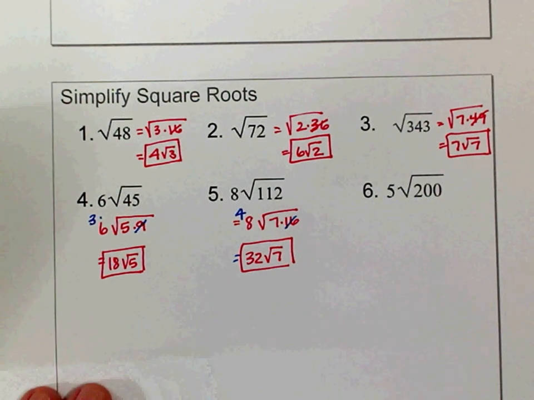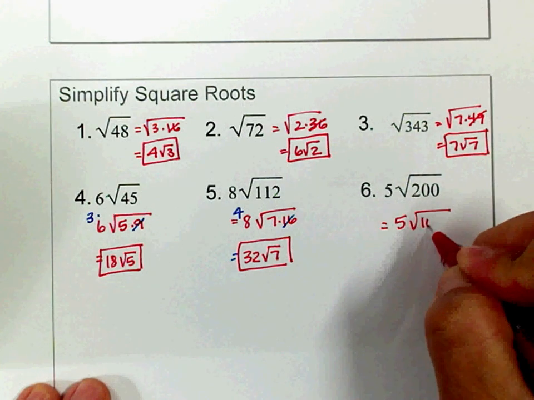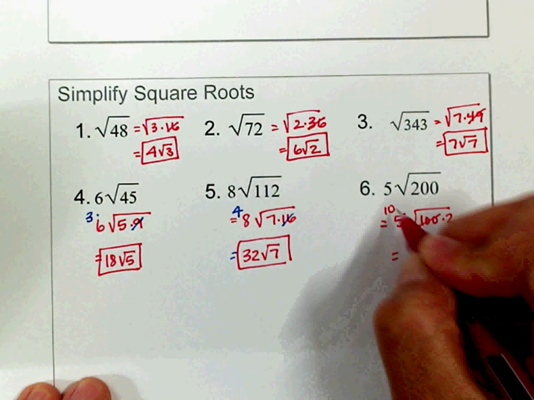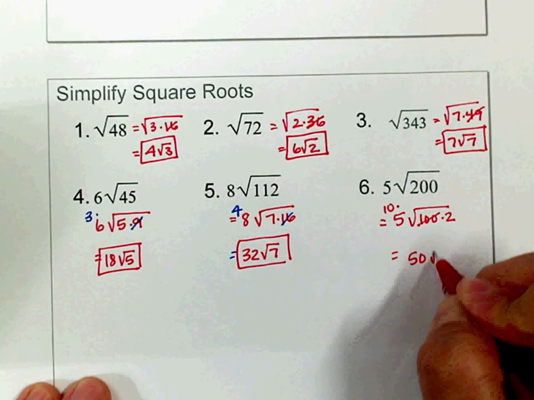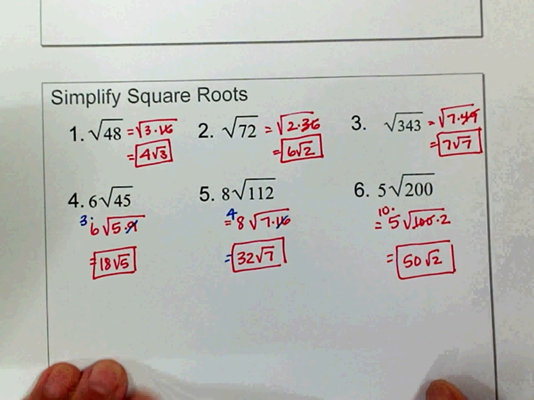All right? Look at this one. 5 times the square root of 200. 200 is 100 times 2. The square root of 100 is 10. 10 times 5 is 50 with square root of 2. Always simplify your solution. Okay?